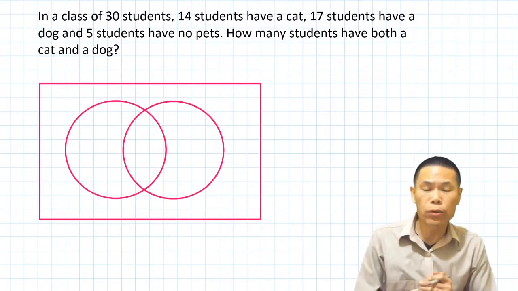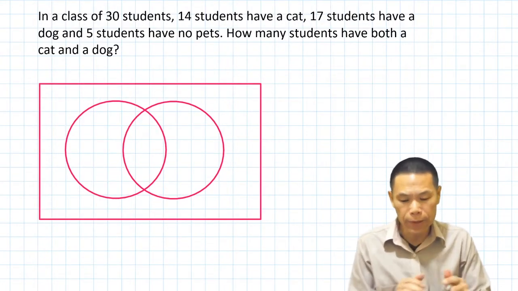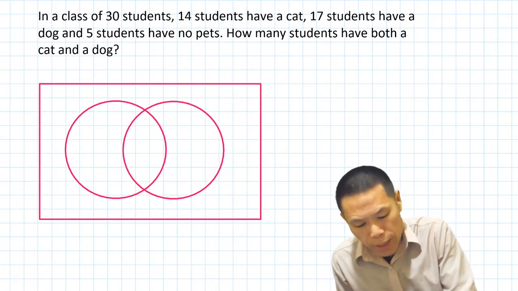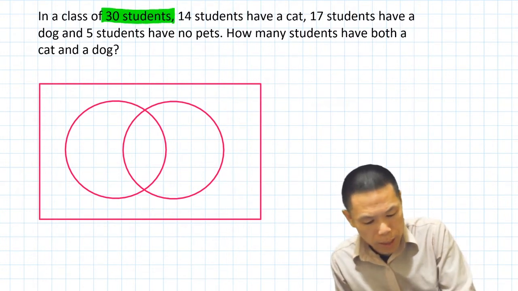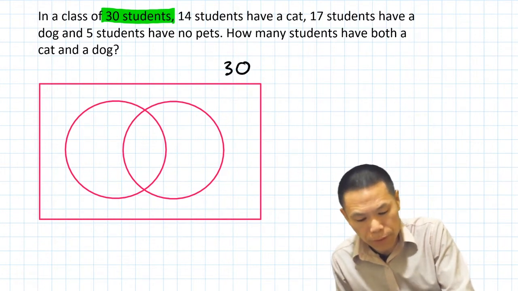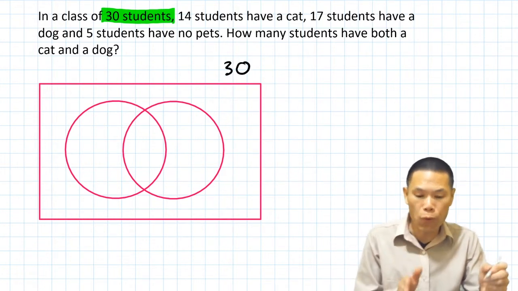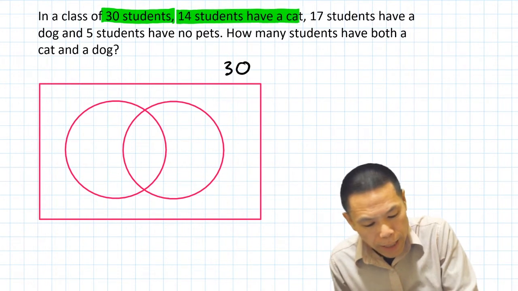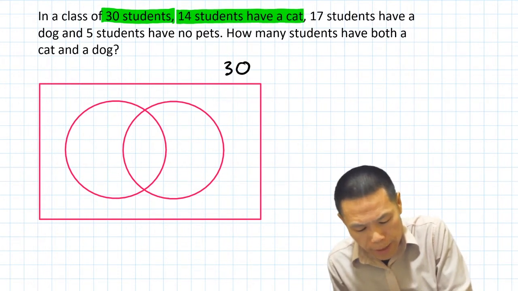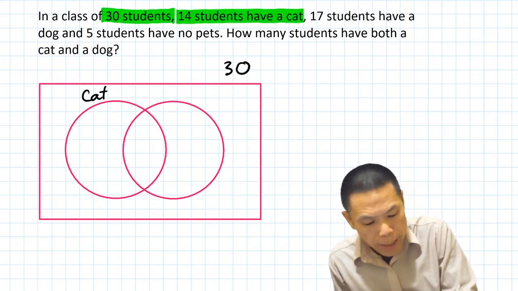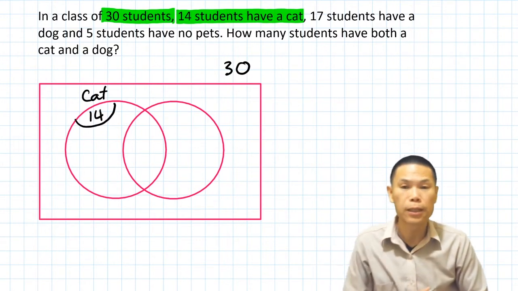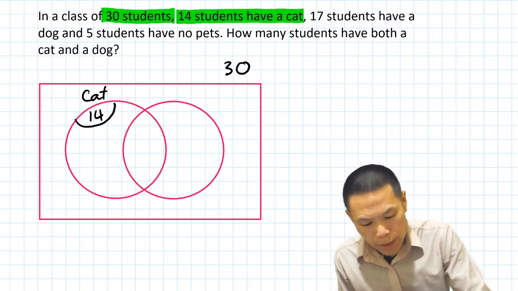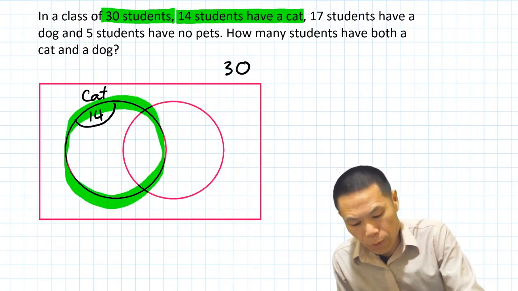Hi, I'm back. Let's go through it together, okay? So first of all, we know that there are 30 students. So I just write 30 out here first. That's the first thing. And we know that 14 students have a cat. So I just write cat here. Okay, and then 14 of them. So I just write 14 in here. There you go. So in another word, this circle here must add up, give me 14.